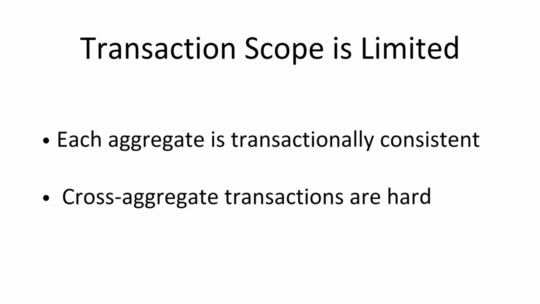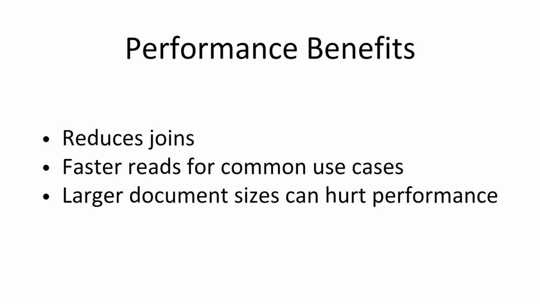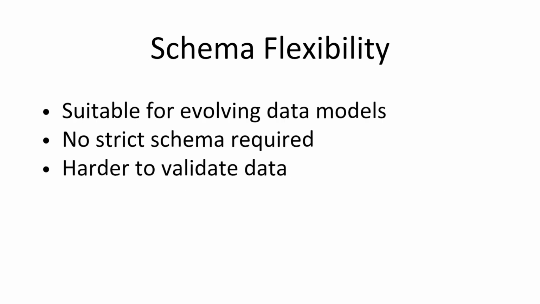This simplifies consistency within the unit, but complicates operations that span multiple aggregates, especially in NoSQL, where cross-document transactions are limited. Aggregate-oriented databases reduce the need for joins, improving read performance, but if aggregates grow too large, they may negatively impact query speed and storage efficiency.